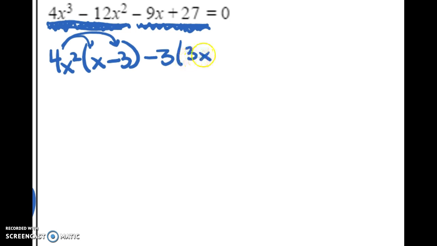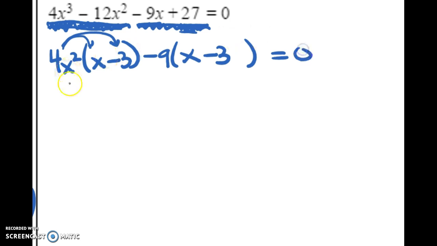oh, my goodness gracious, that's not the GCF at all. There's something that's bigger that goes into 9 and 27, and that would be 9, wouldn't it? So let's pull a negative 9 out of here. And then if I pull a negative 9 out of here, all that's left is an x, and all that's left from the 27 is a negative 3. That's all equal to 0.